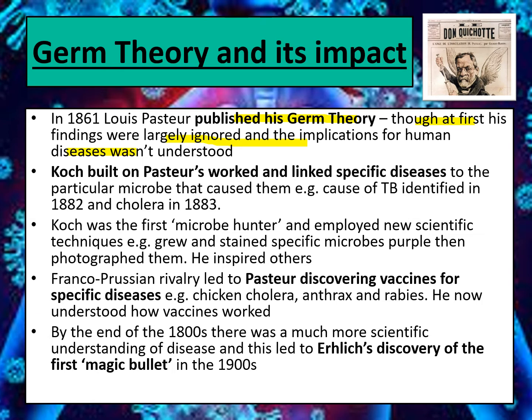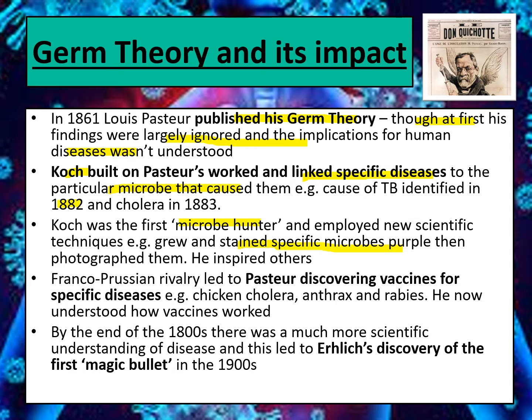However, a German scientist called Robert Koch ended up building on Louis Pasteur's work and ended up being what we call the first microbe hunter. What he did is he proved that not all microbes were the same, and he actually linked specific diseases to the particular microbe that caused them. For instance, in 1882, he did some work on TB, tuberculosis, and this was an illness that was killing lots of people in Britain and the rest of Europe. And he managed to identify what bacteria it was that was causing TB. He even did things like staining the specific microbes purple and then photographing them and publishing them in his books.